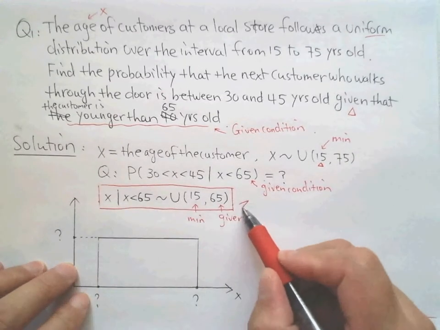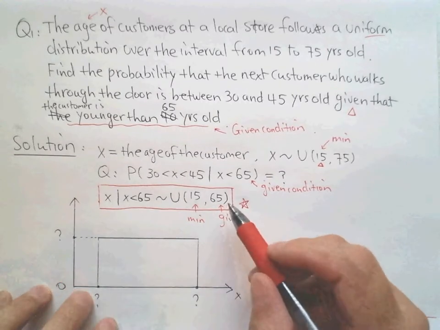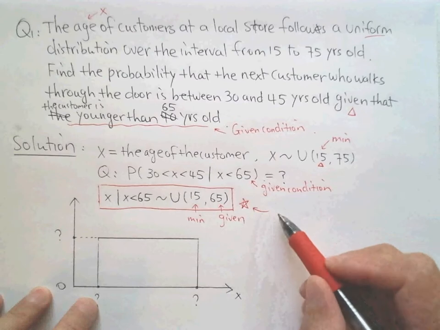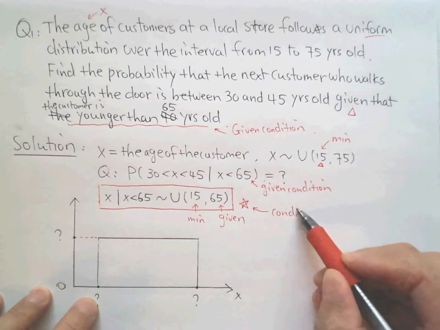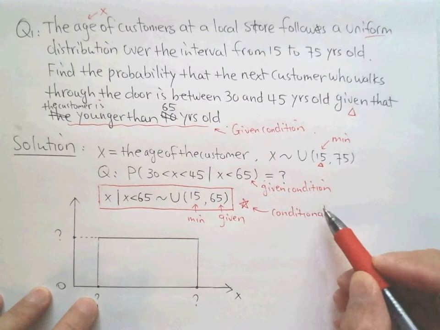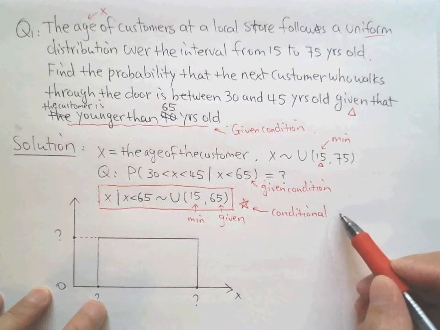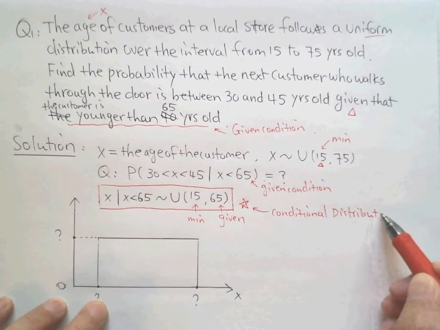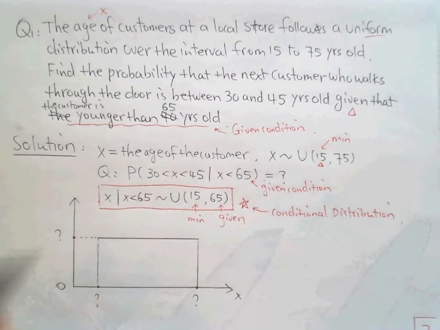If I put this, what is this? This is a conditional distribution, right? This is a conditional distribution. Now we have the distribution. Following the distribution, we can find out the probability, right?